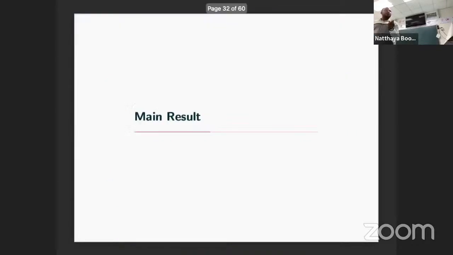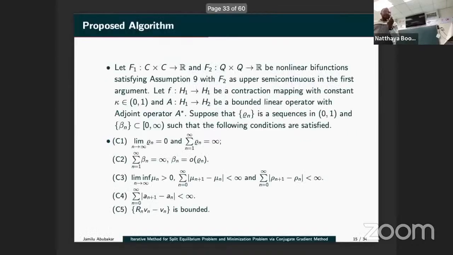And like I told you, this is the main result that we want to talk about. This is the setting now. Suppose, like I defined, we have these bifunctions, and the assumption that we've shown here has been satisfied. Additionally, in the other assumption, we assumed that F1 is lower semi-continuous. In this case, we want F2 to be upper semi-continuous in the first argument. And this is a contractive mapping.